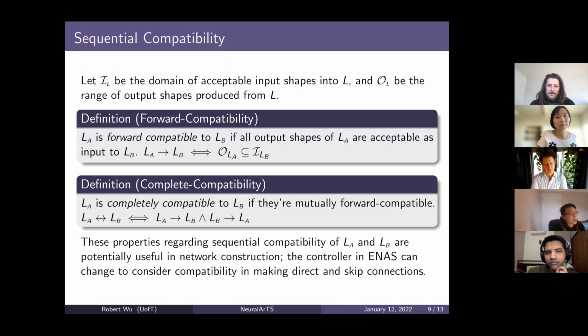Moving on to sequential compatibility, these properties tell you what can follow what. They dictate how data can flow through the network, and the way that the shape of the data changes. So when you're constructing a network, these properties tell you what building blocks you can add on to where you're currently at in the network and what skip connections can be made.